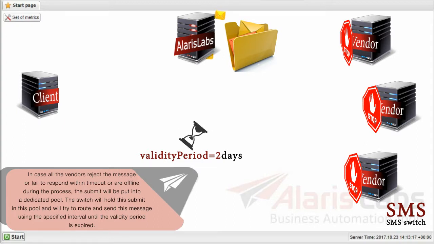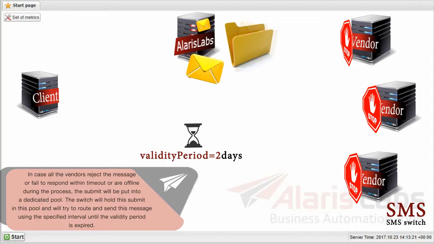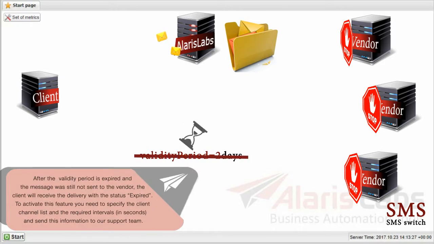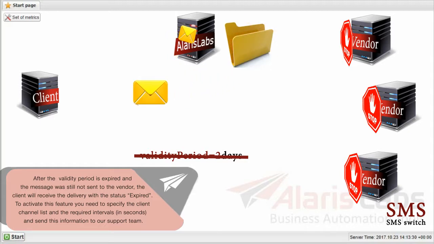The switch will hold this submit in this pool and will try to route and send this message using the specified interval until the validity period is expired. After the validity period is expired and the message was still not sent to the vendor, the client will receive the delivery report with the status expired.